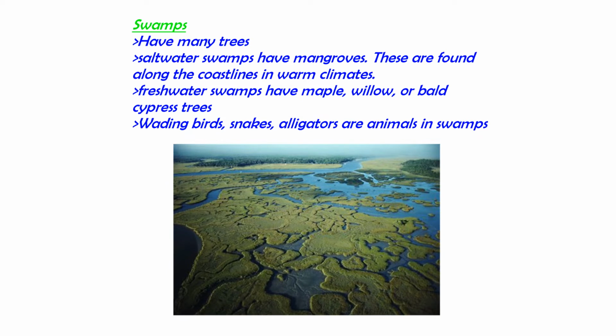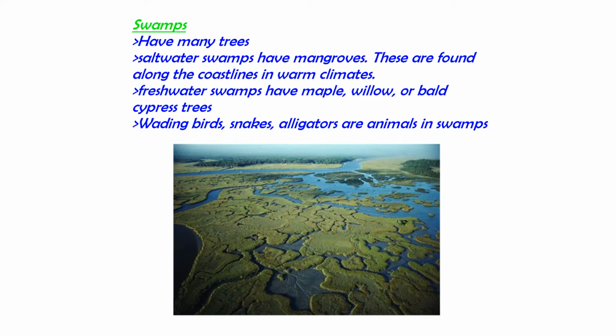Saltwater swamps have mangroves. These are found along the coastlines. In fact, the Florida Keys has some unbelievable mangroves that my family has taken their kayaks and actually paddled through. Marsh vegetation is grasses, but swamp vegetation is trees like maple, willow, or even bald cypress trees.